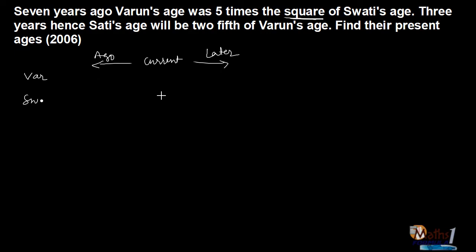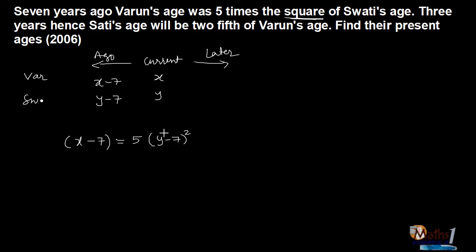Let's just find out. If I take current age as x, they have not given any condition between the current age of these two and 3 years hence. So I cannot take both as x, there is no condition. So if I take x and y, thinking that this can be a linear equation problem, 7 years ago this is going to be x minus 7 and this is going to be y minus 7. Both of them were 7 years younger. Then the condition says that 7 years ago, Varun's age, which is x minus 7, was 5 times the square of Swati's age.